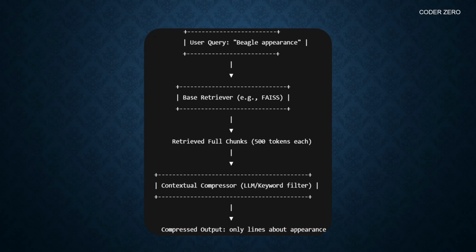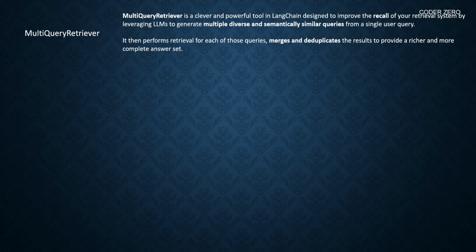Now the next type of retriever is multi-query retriever. Multi-query retriever is a clever and powerful tool in LangChain designed to improve the recall of your retrieval system by leveraging LLMs to generate multiple diverse and semantically similar queries from a single user query. It then performs retrieval for each of those queries, merges and deduplicates the results to provide a richer and more complete answer set. Let's take an example to understand this.